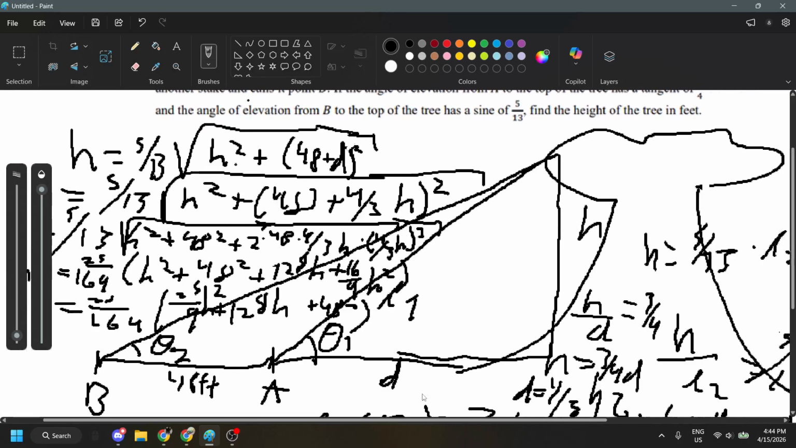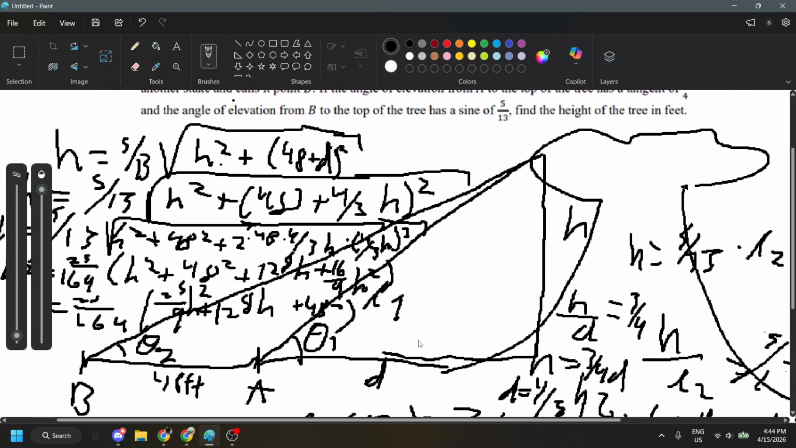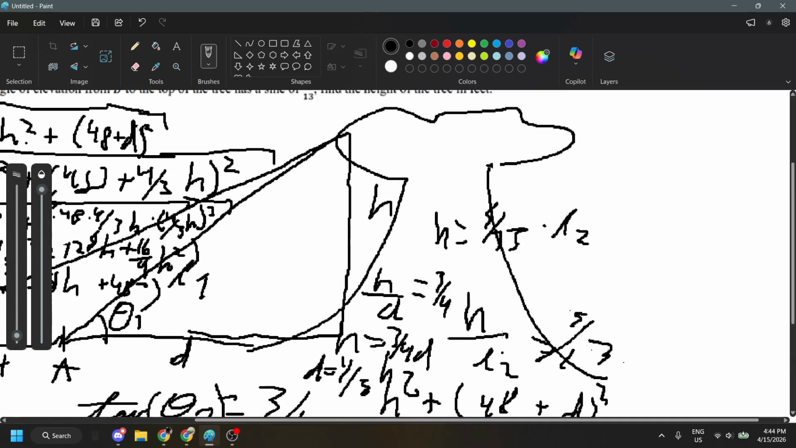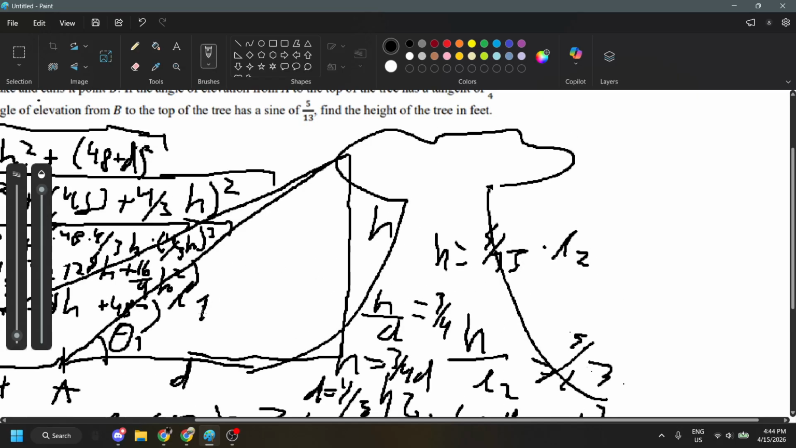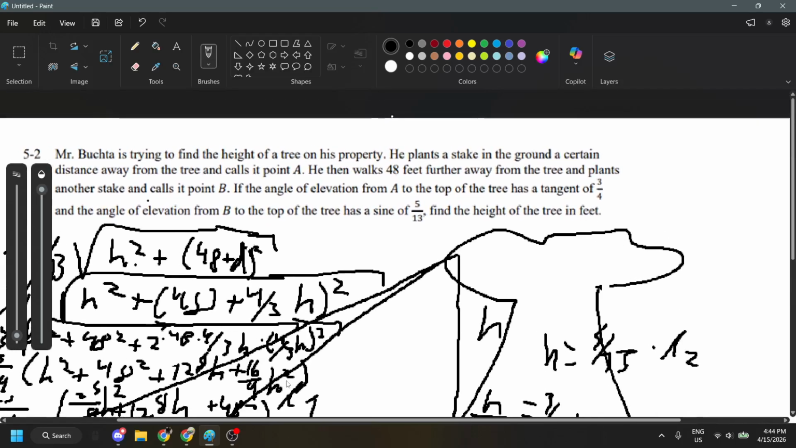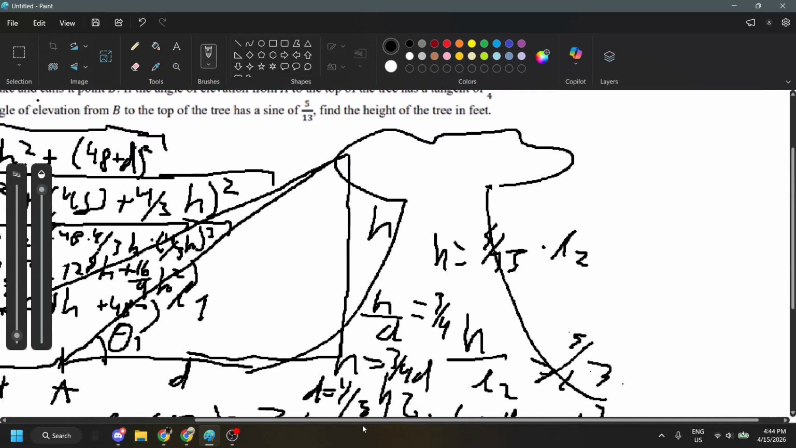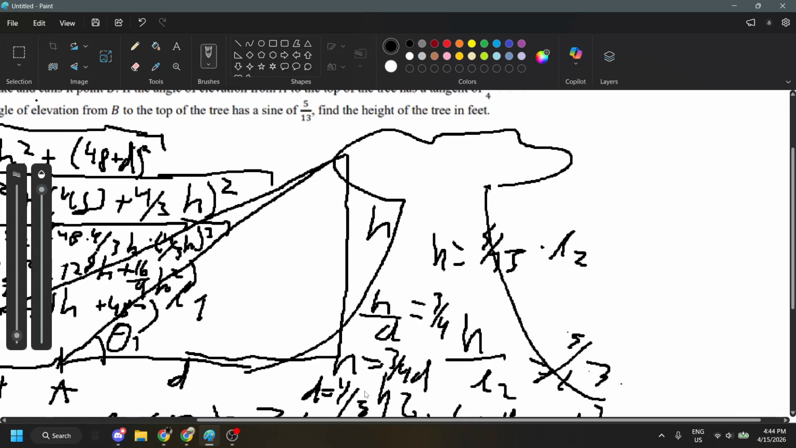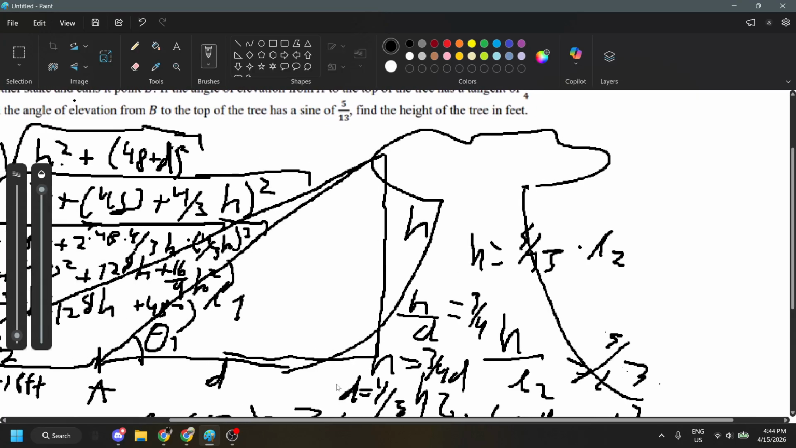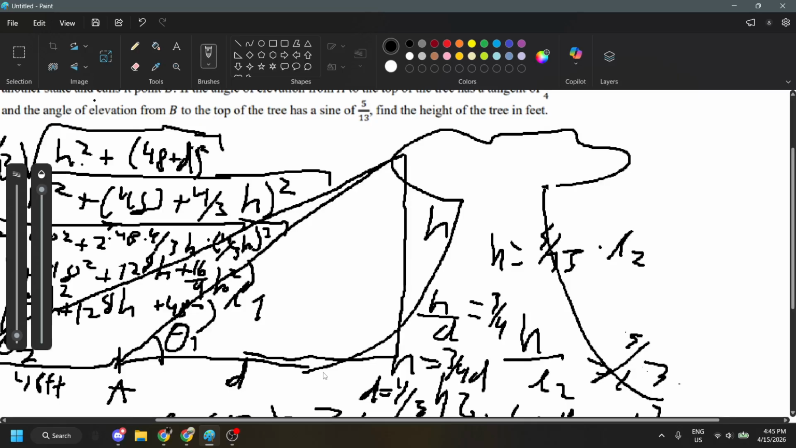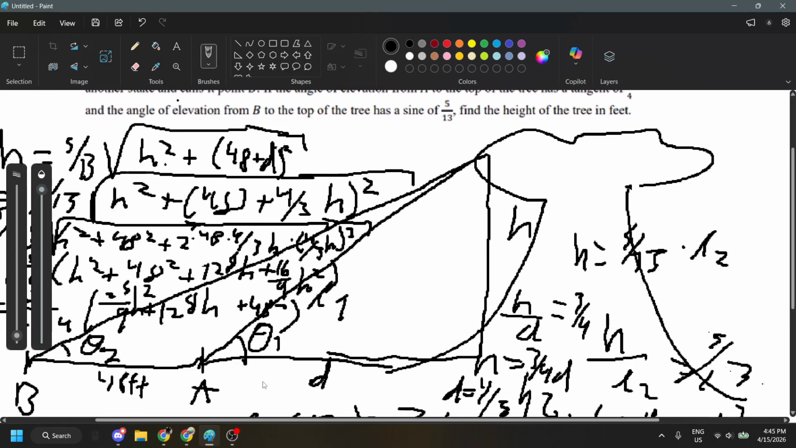This seems way too complicated for what it is. Is there an easier way to find this? h over d is 3/4, so h is 3/4 of d. If I could find d, then I could find h easy. Okay, so let's find d.